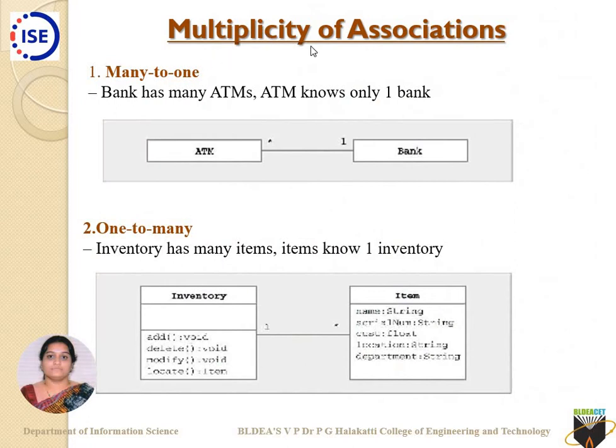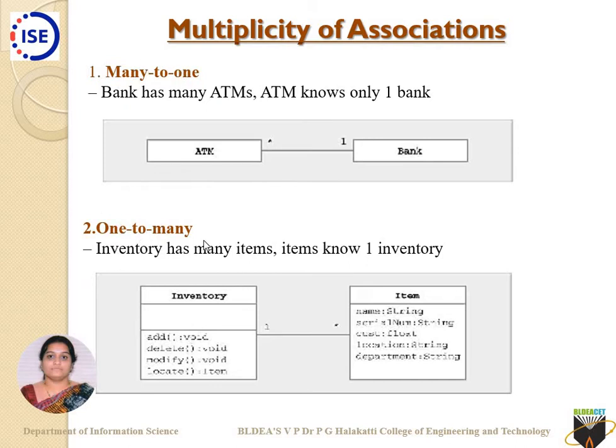Here you can see an example of many to one. What do you mean by many to one? If a class name is shown with an asterisk, it means many instances, many objects of this class are connected with one instance of the other class. For example, one bank can have multiple ATMs, whereas an ATM is known from one particular bank. This is the representation of many to one.